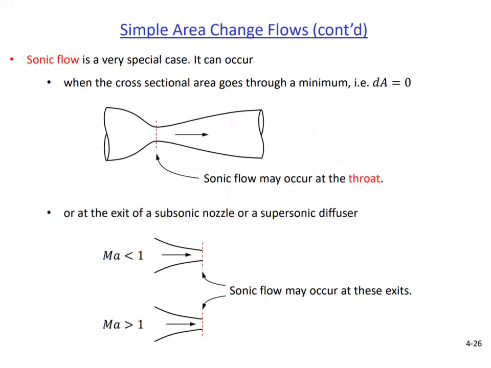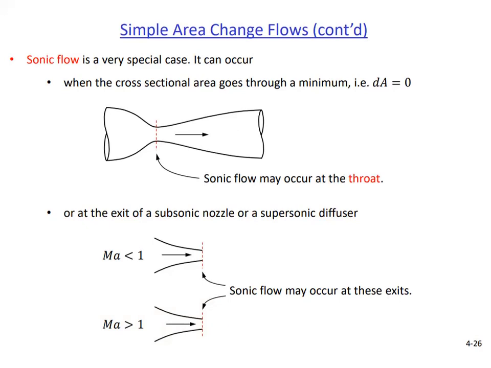As an extreme case, sonic flow can also be seen at the exit of a duct. The first case here is a subsonic nozzle, with Mach number being less than 1. Flow accelerates in this device, and it can just happen that the Mach number at the exit becomes unity. It's not necessarily the case, but it can happen. Similarly, in the second case, which is a supersonic diffuser, the flow decelerates, and it can just happen that the flow at the exit is sonic.